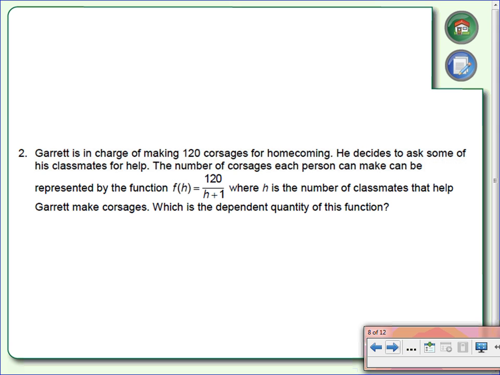So let's circle that keyword here, dependent. We want to know what's the dependent. Well, first of all, dependent, is that the x or the y? The y. Now, they didn't actually give you a y. What they gave you instead was this funny looking thing here called function notation. So what I want to know is, what does that f of h represent? What does that tell us? Well, if you read the sentence, it tells us exactly what it is. It says it's the number of corsages.